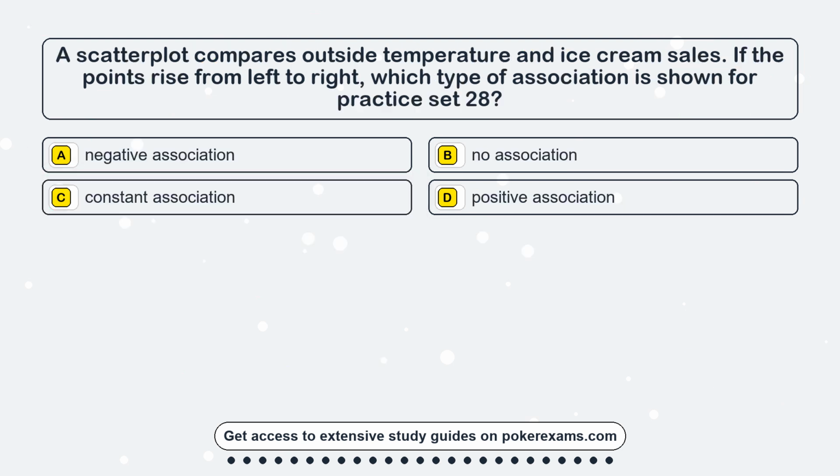Question 25. A scatter plot compares outside temperature and ice cream sales. If the points rise from left to right, which type of association is shown for practice set 28? Option A negative association. Option B no association. Option C constant association. Option D positive association.